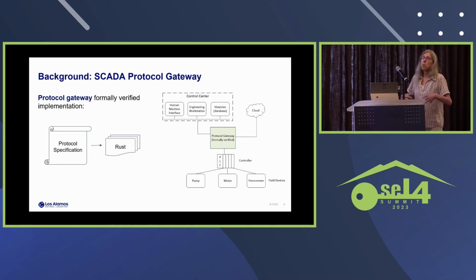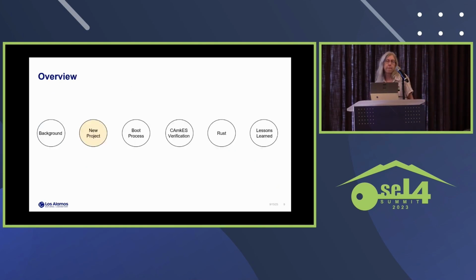So with that motivation, we decided to implement our own protocol gateway that was formally verified. Now, at a high level, what we did is we took a Rust implementation and based that on the protocol specification. That allowed us to take advantage of a lot of the safety guarantees in the programming language. And then we used symbolic execution to do the program correctness part. So that was our original project.